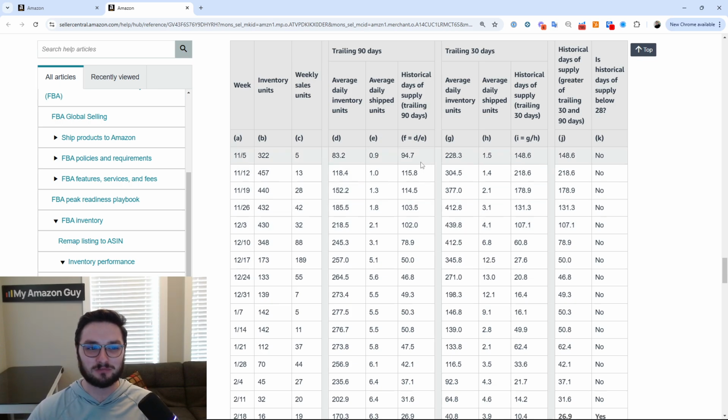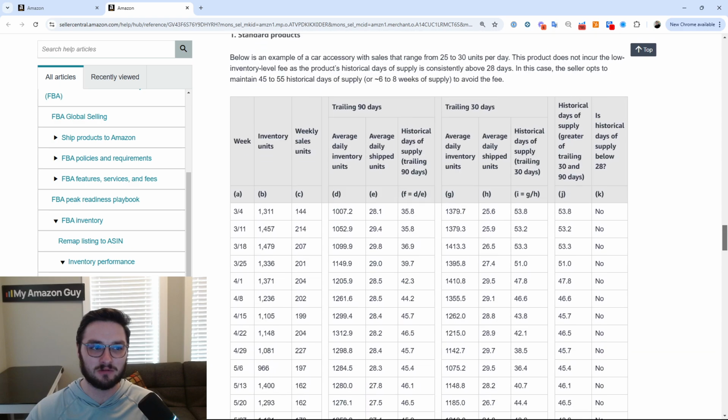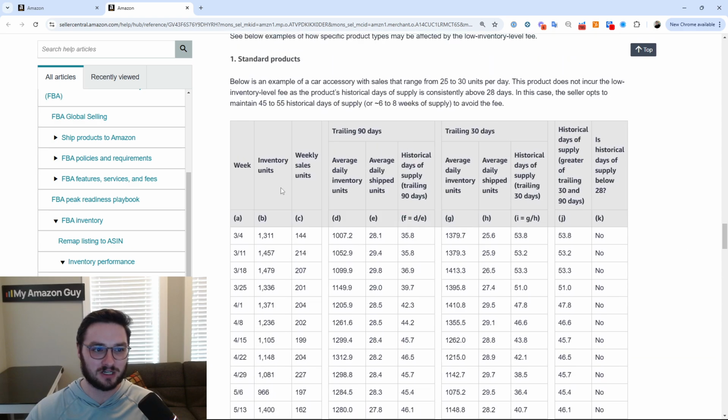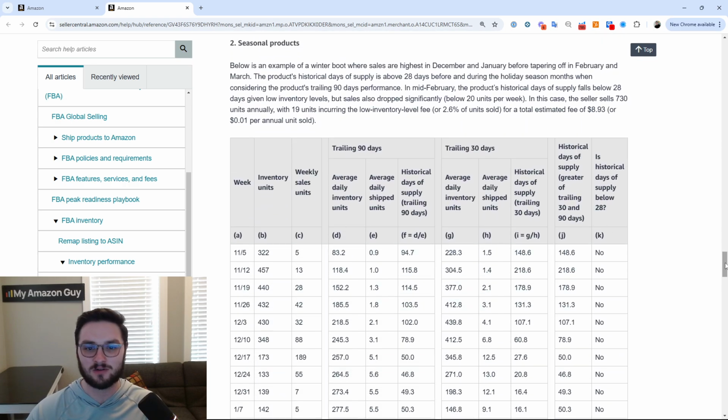Now, for the average person who's not a mathematician of some kind, this is an insane amount of math work to do. So thankfully, we typically don't have to deal with all of this. Instead, they give us a little bit more information. So again, for standard products, you can see they have a secondary chart here. This is for seasonal products, just so everyone understands that.